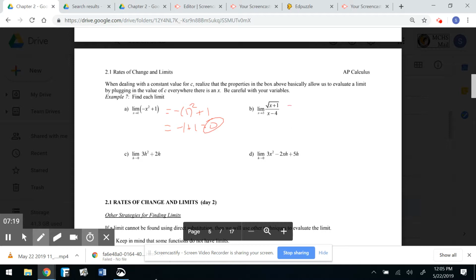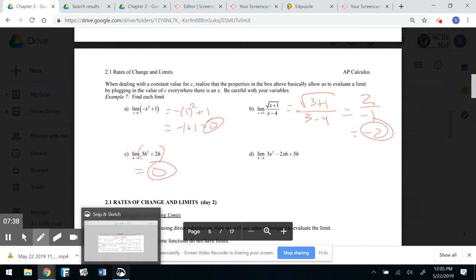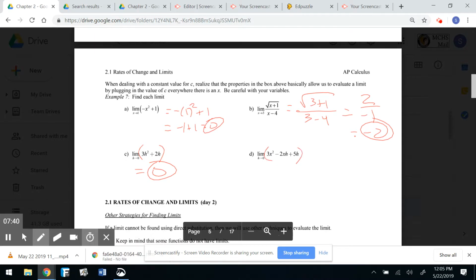Next one, let's plug in that 3. Square root of 3 plus 1 over 3 minus 4 equals square root of 4, which is 2, over negative 1, which is negative 2. Bang, I'm going to ace this first quiz. Now, there should be parentheses there. Shame on me for not putting them on this document. Plug a 0 into that one. What do I get? 0 plus 0 equals 0. And the last one, please put parentheses right there. It has to be there.